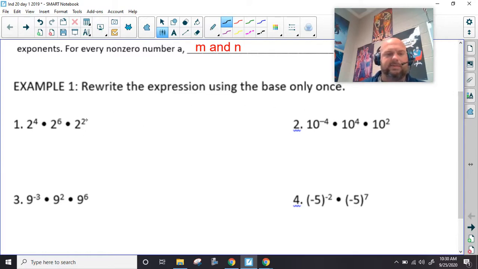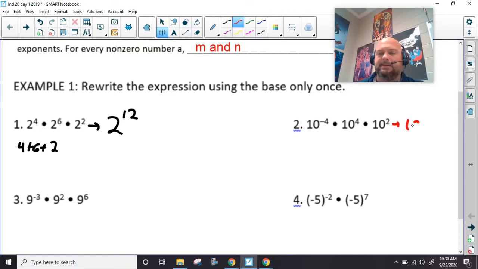So, rewrite the expression using only one base. The base is the big number, so I'm going to have a 2. You take these little numbers, 4 plus 6 plus 2. Well, 4 plus 6 is 10, plus 2 is 12. That's it. Same base, and add the little numbers.